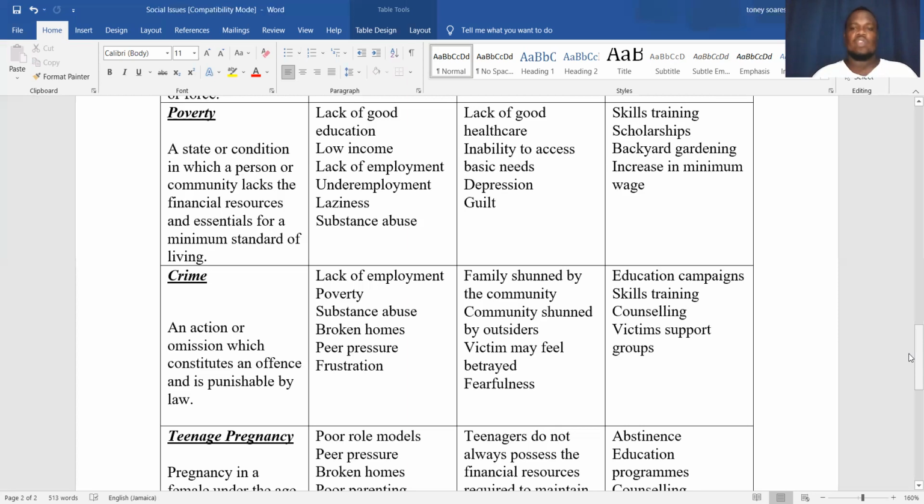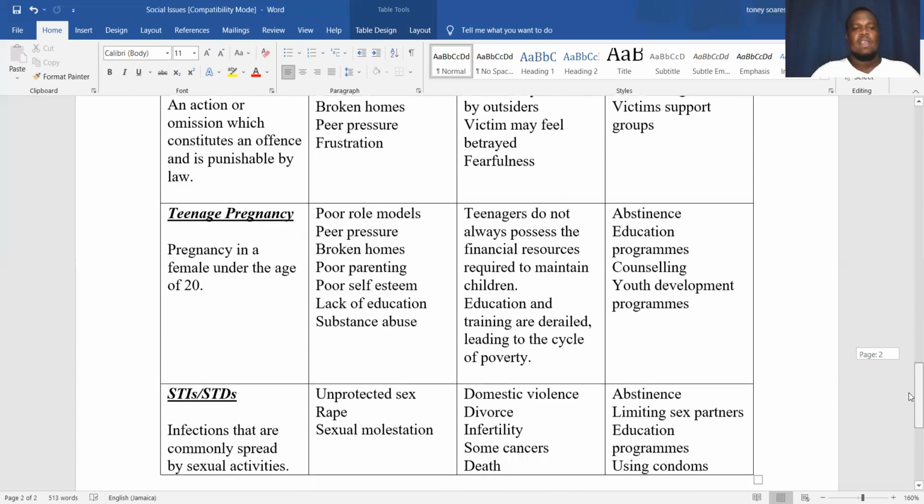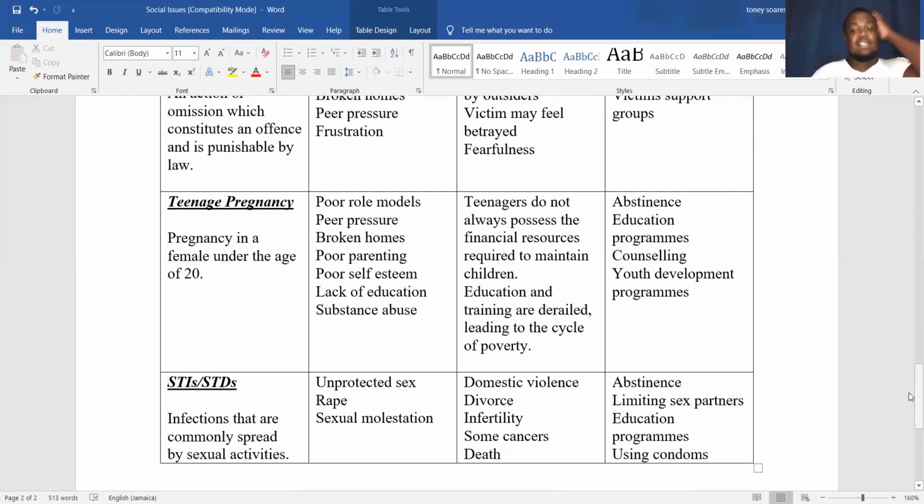Some solutions now: education campaigns to show the consequences of crime, and also to show criminals or former criminals that there is a better way. There's skills training to get people to get jobs and to become self-employed, counseling, right? And there's also victim support groups.